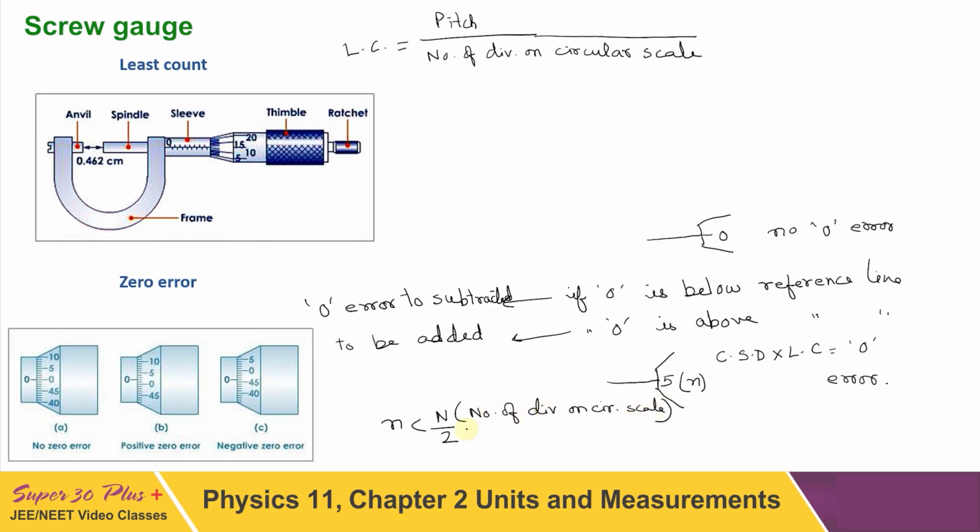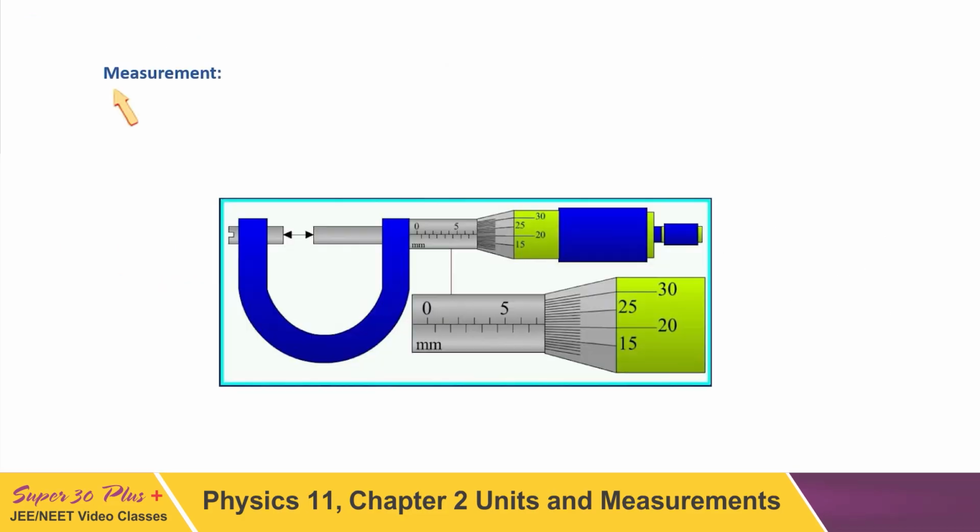So we have to see if the value which is coinciding with the reference line is less than the total number of divisions on the circular scale upon 2, then zero error is to be subtracted. If it is less, to be subtracted. And of course, if it is more than N by 2, it would be added. So now you can check very easily. If the number coinciding with the reference line is less than N by 2, zero error to be subtracted. If it is more than N by 2, it is to be added. This is how zero error is calculated in a screw gauge. Now how is measurement done?